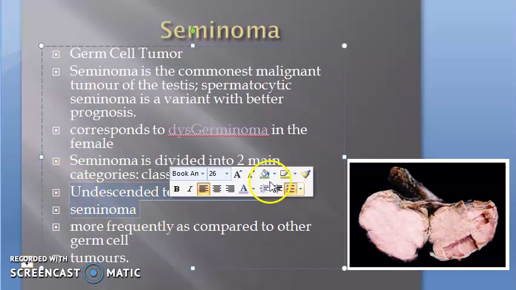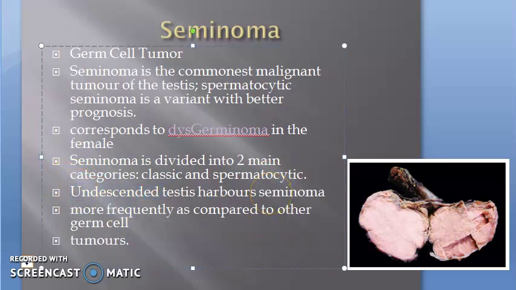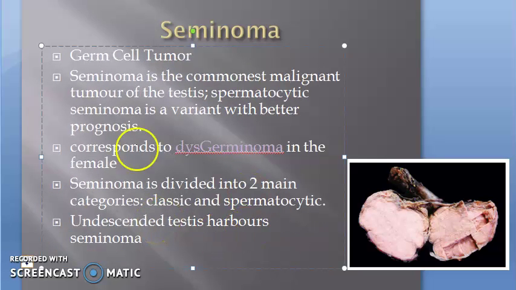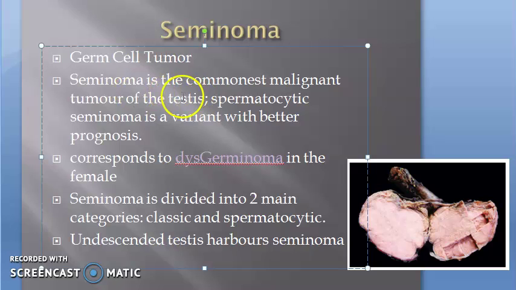Undescended testis harbors seminoma because probably it is inside the body. The testis has not descended, so probably it is detected at a later stage. So normally undescended testis, they harbor seminomas. That's it. Wow, good. So that's all we have to learn as an introduction.